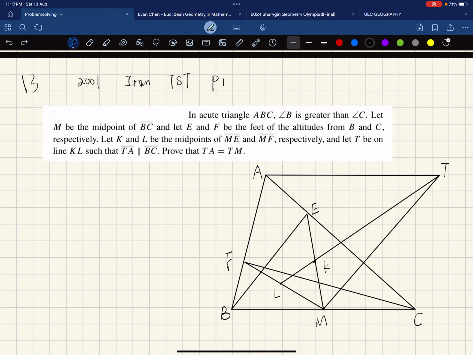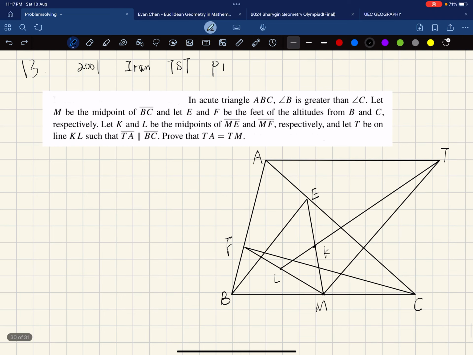So, in the acute triangle ABC, angle B is greater than angle C, and let M be the midpoint of BC, and let E and F be the feet of the altitudes from B and C. Then we know the two angles are right angles, right? So we can have the 4 points B, C, E, F concyclic. And then since M is the midpoint of BC, we can easily know that M is the center of the circumcircle of the cyclic quadrilateral.